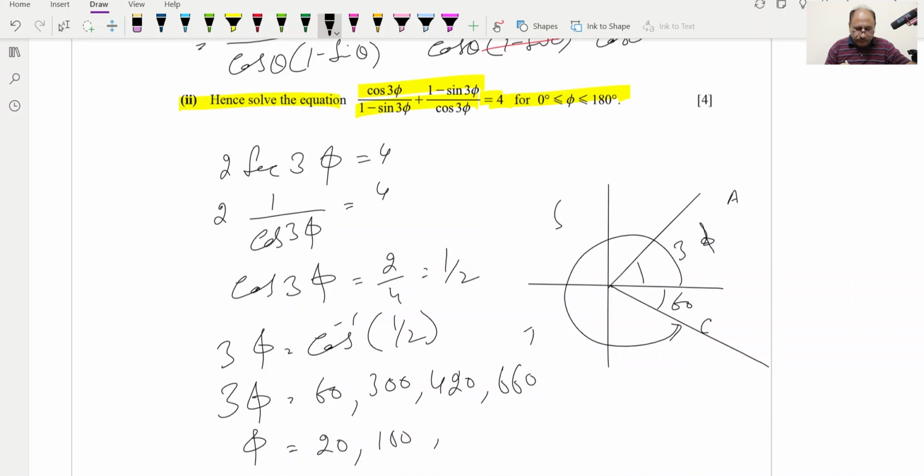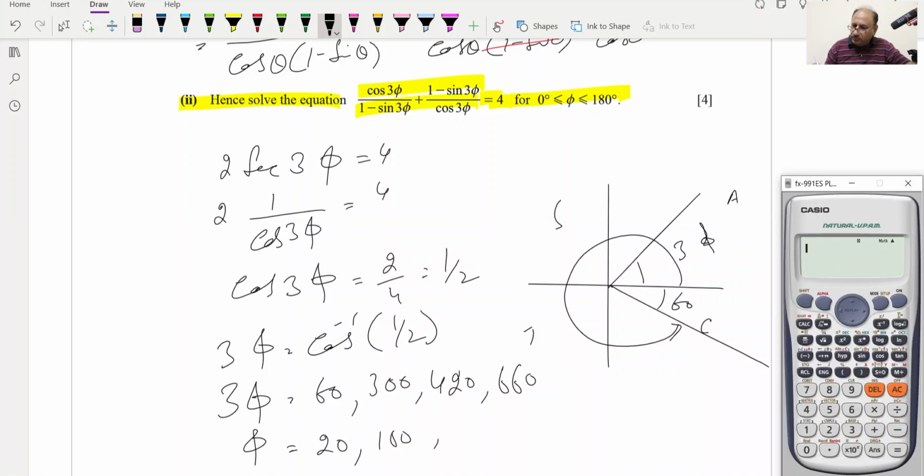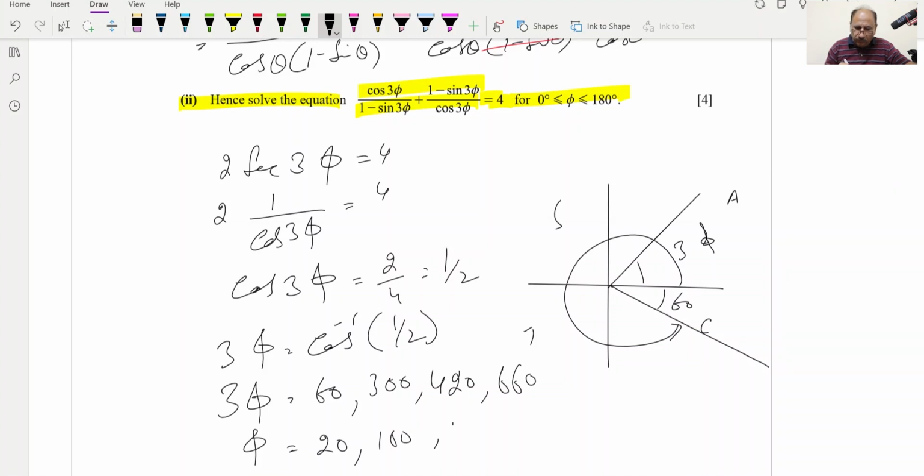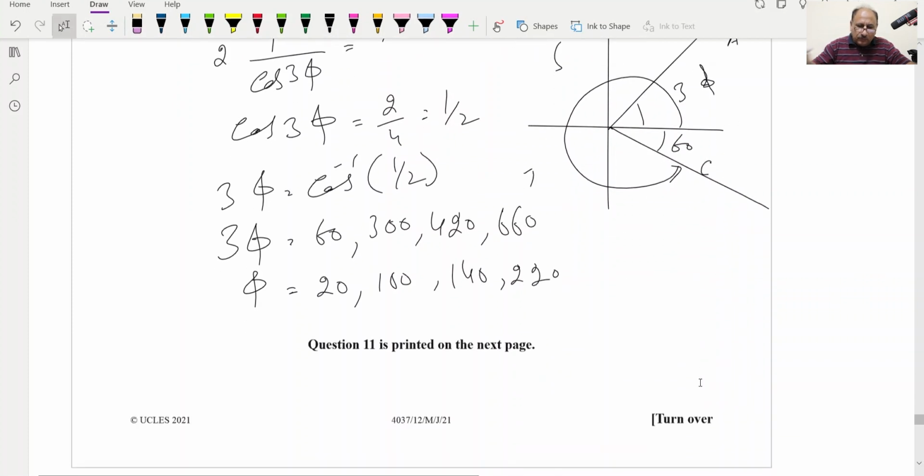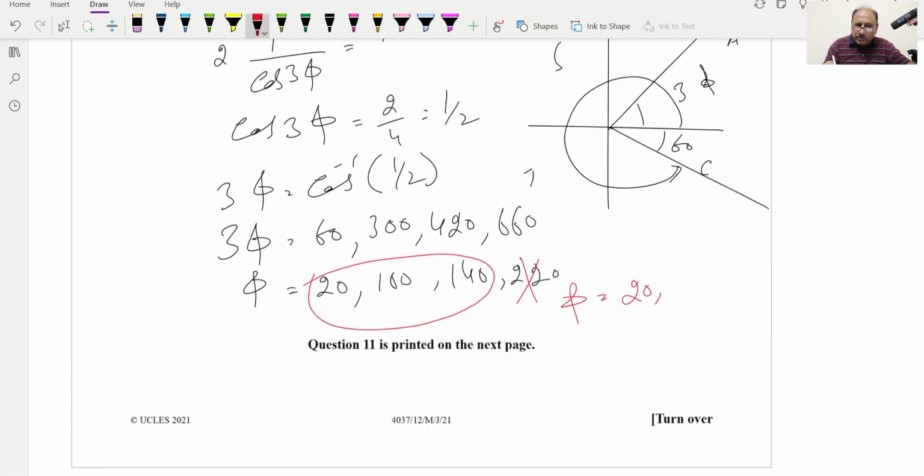420 divided by 3 will be equal to 140, and this will be 220. And 220, we have to take the range from 0 to 180, so we will reject this one, and the rest will be our answer, which is phi is equal to 20, 100 and 140. This will be the final answer.